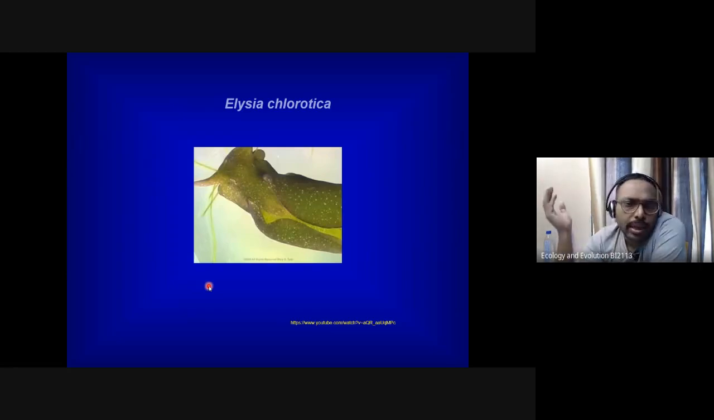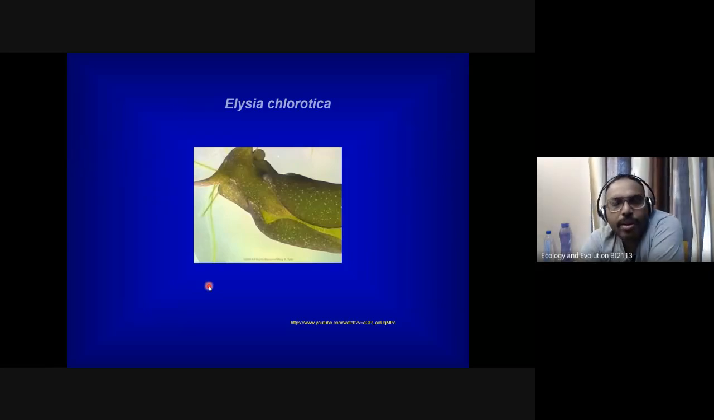So a poster boy example of that is this particular species of slug known as Elysia chlorotica. This particular species of slug is the only photosynthetic animal. Okay. However, when it is born, it's not green colored like this, it is brown colored. And what it does is it ends up eating a particular algae called Vaucheria. But it doesn't digest the whole of that algae. What it does is it retains the chloroplasts.